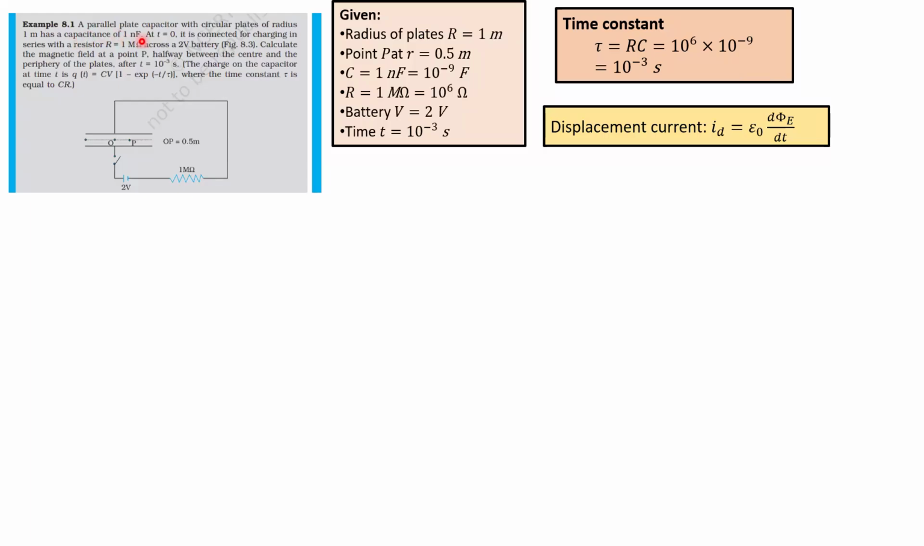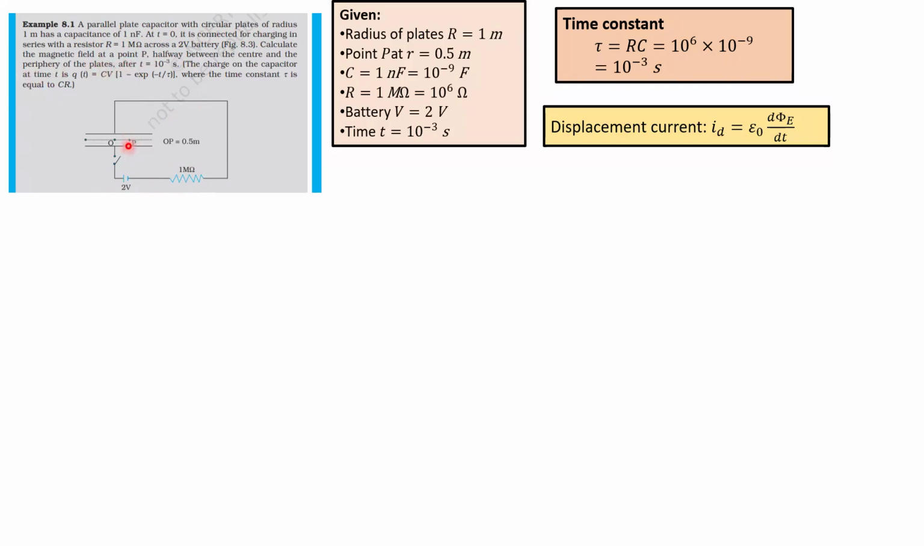8.1. A parallel plate capacitor with circular plates of radius 1 meter has a capacitance of 1 nanofarad. At t equal to 0, it is connected for charging in series with a resistor R equal to 1 megaohm across a 2 volt battery. Calculate the magnetic field at a point B.